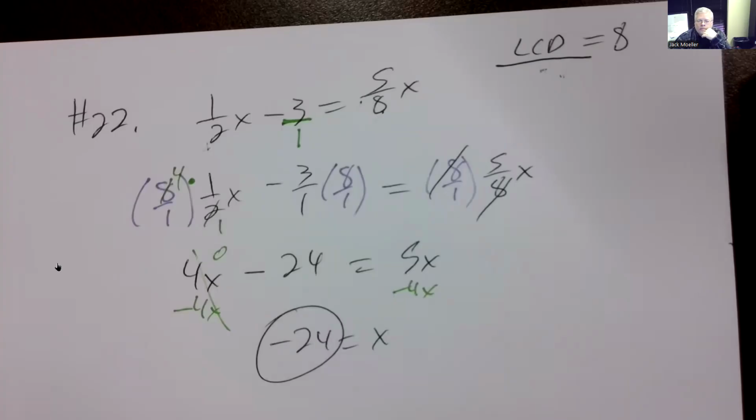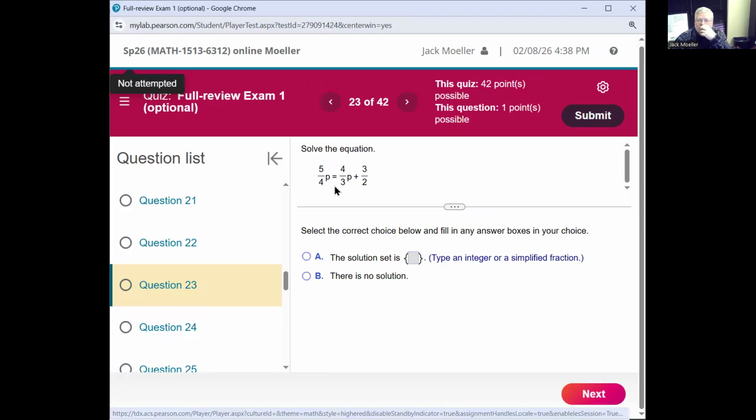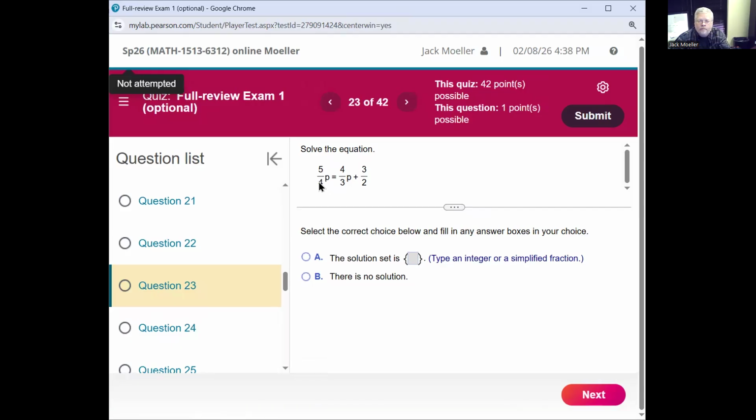Same idea. So like here, the LCD, I would start with 4, but 3 does not go into 4. And so then I start doing multiples of 4. Well, 4 times 2 is 8. 3 doesn't go into 8. Next multiple is 12. Well, 3 goes into 12 because 4 times 3 is 12. Okay. So I would multiply everything here by 12 over 1.